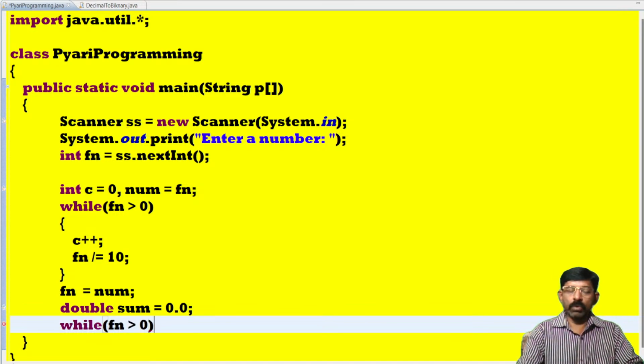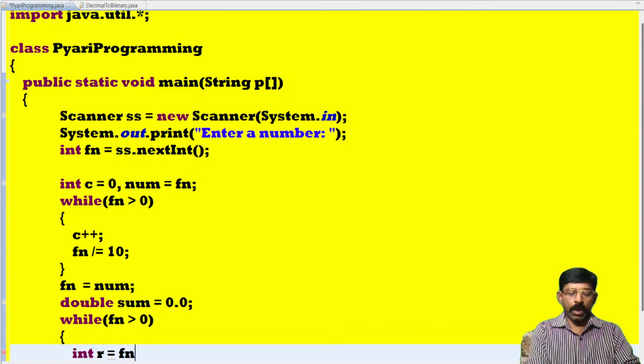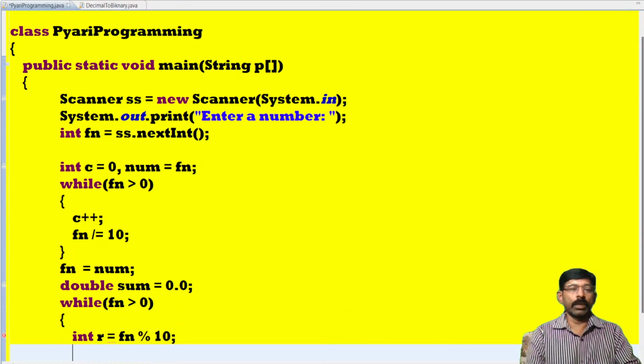Next, I will extract the digit while number is greater than 0. I will extract a digit and I will make a sum. So I will say INT remainder is equal to number modulo 10. I will get the digit.